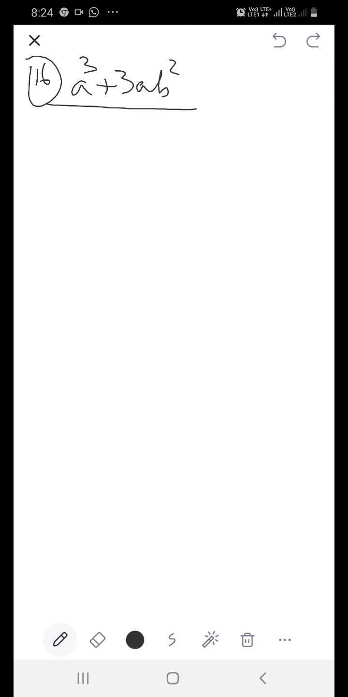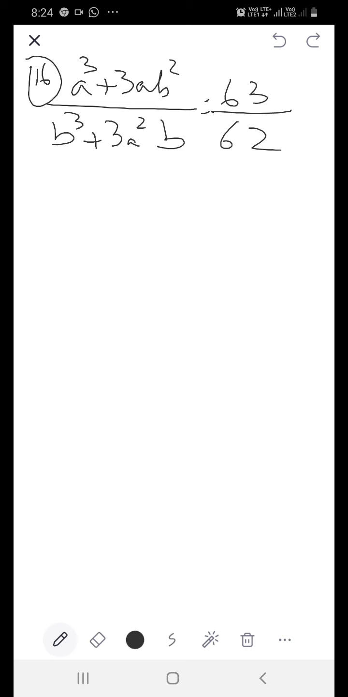Now I am taking up the 16th question. And the question is a cube plus 3ab square upon b cube plus 3a square b is equal to 63 upon 62. This is given to you. And what you have to find? You have to find a is to b.